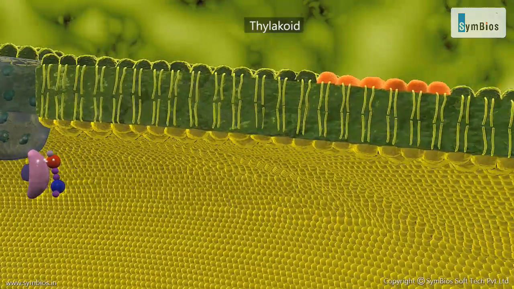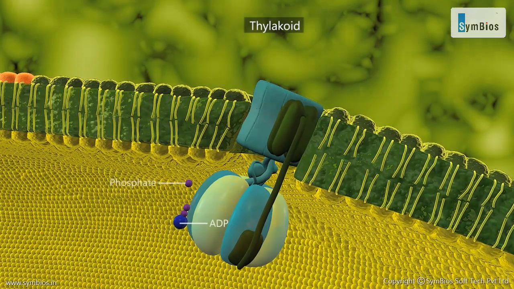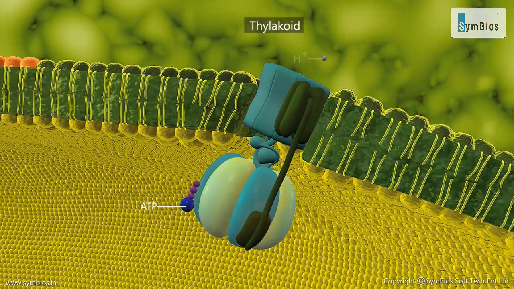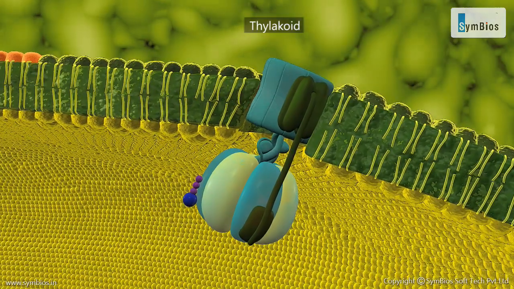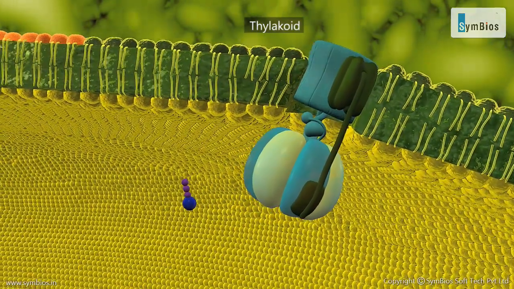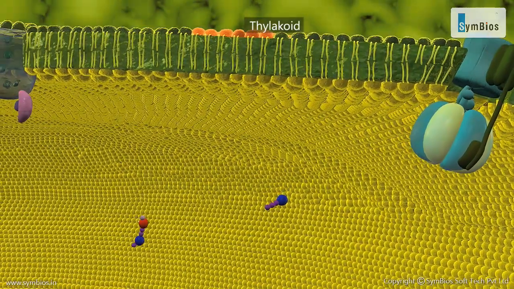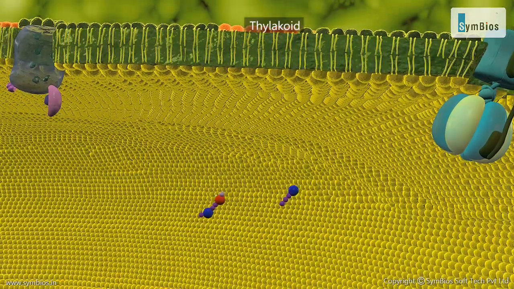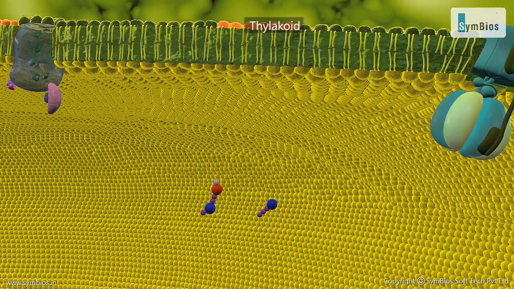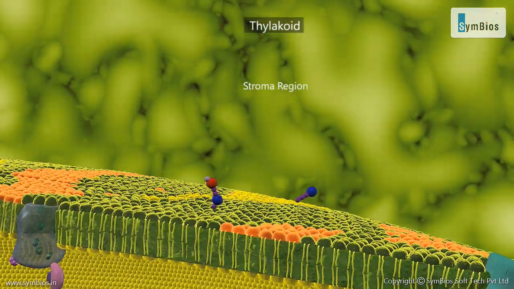ATP synthase utilizes H plus ions from the photolysis to combine ADP and inorganic phosphate into ATP molecule. The ATP and NADPH2 molecules are the energy carriers, as the energy released till now is trapped into these molecules. The conversion of ADP to ATP and NADP to NADPH2 repeats as a cycle and fuels the next part, that is dark reaction. The dark reaction occurs outside the thylakoid, that is in the stroma region of the chloroplast.